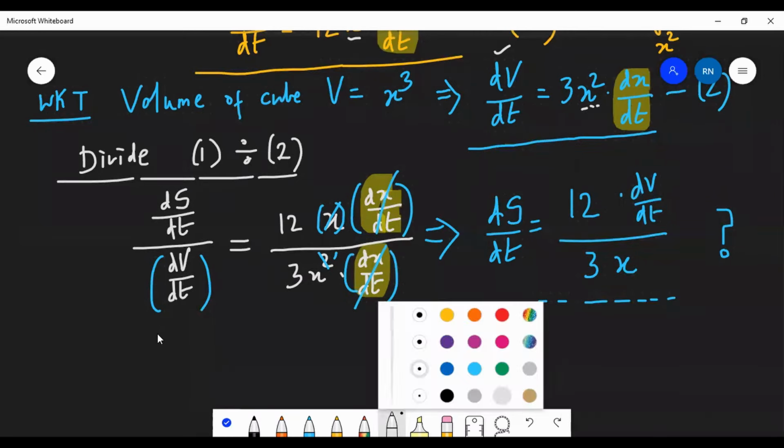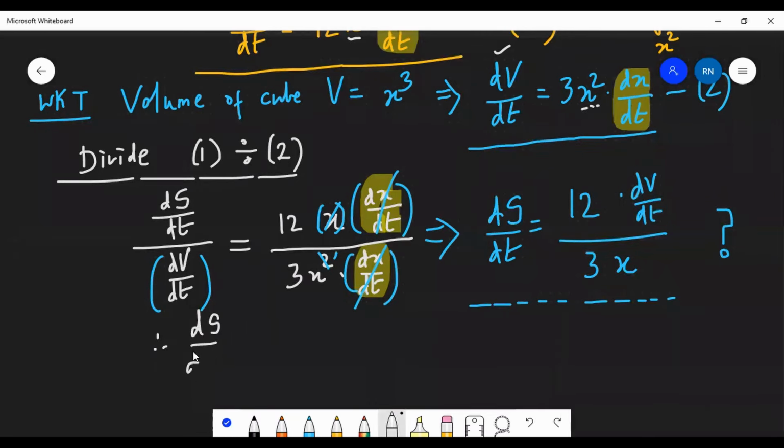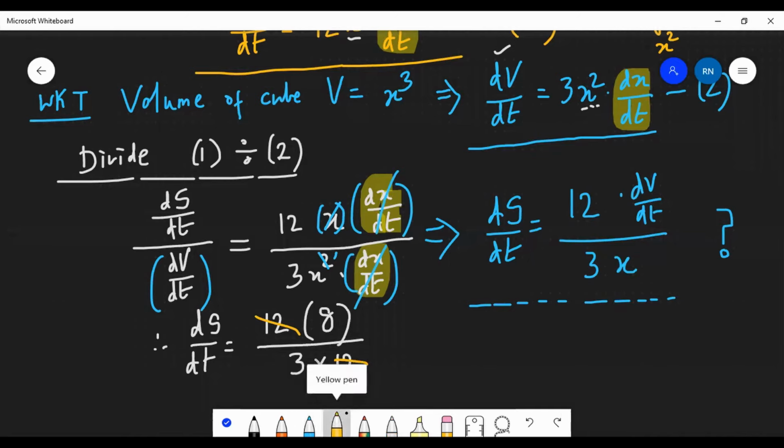Substitute, can we? Fine. Therefore, ds by dt. So it is 12. dv by dt value is 8 and 3. X value is also 12, isn't it? Yeah, x value 12 then. So directly you can cancel off 12 and 12. 8 by 3. I told you don't engage in decimal part and all that. Simply 8 by 3. But concentrate on units.